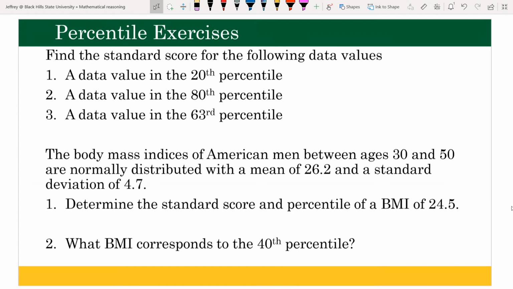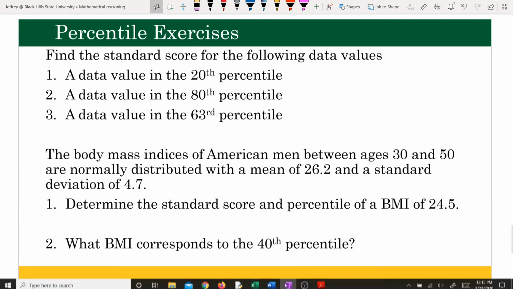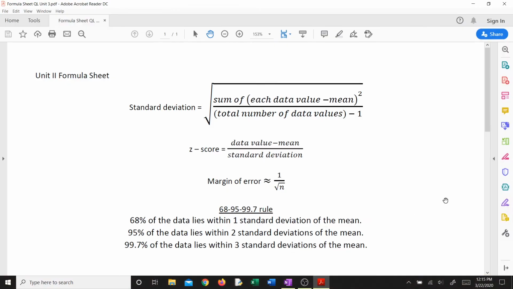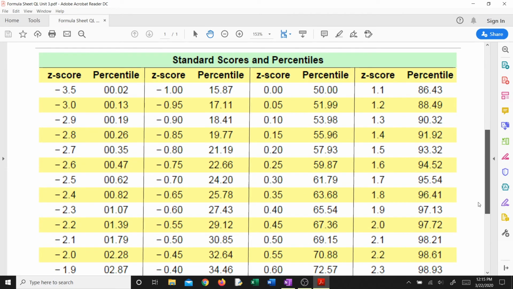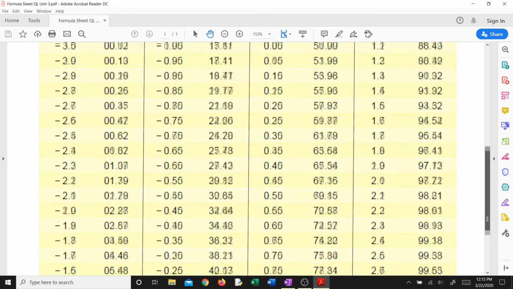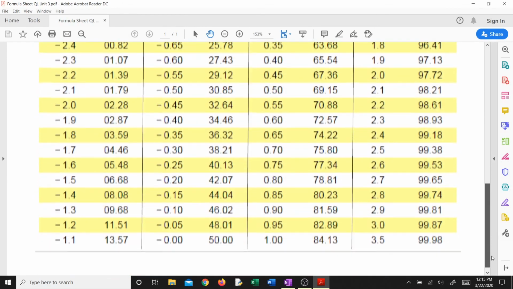So just to get ourselves familiar with the table, we're going to find the standard score for the following data values. So the first one is we have a data value in the 20th percentile. Now, I actually do have a separate handout, which I did include in my math lab. And in this, it actually has a table with all of the z-scores from negative 3.5 down to positive 3.5.